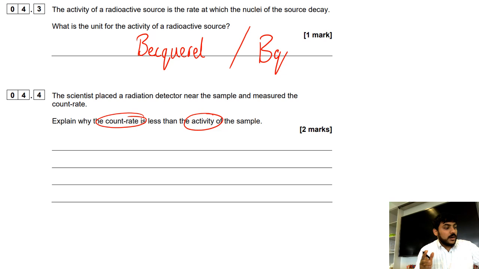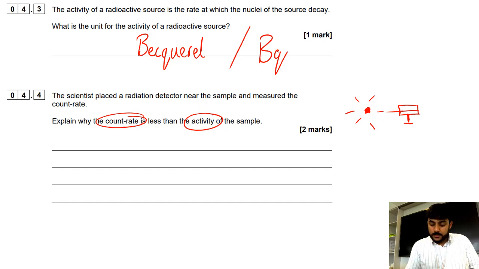So an activity of a substance is all of the radiation emitted by it, and it's emitted in every direction. So here is your radioactive rock, and it's emitting radiation in every direction. Here is your Geiger-Müller tube, and it's only measuring the radiation that goes through the Geiger-Müller tube. You can see that the Geiger-Müller tube is actually only looking at the radiation that it can see. So that's the count rate. The activity is the overall activity.